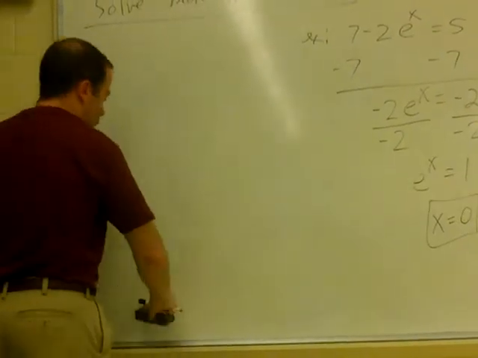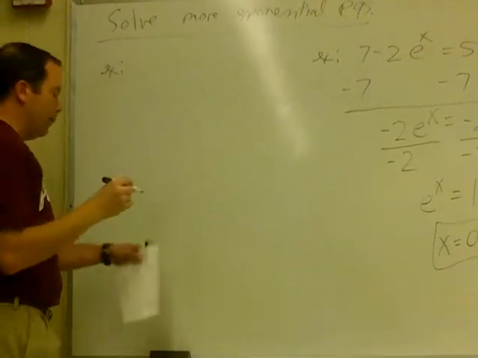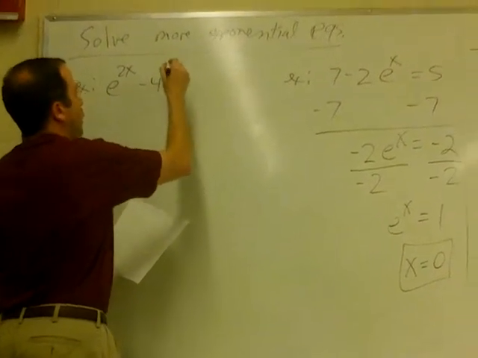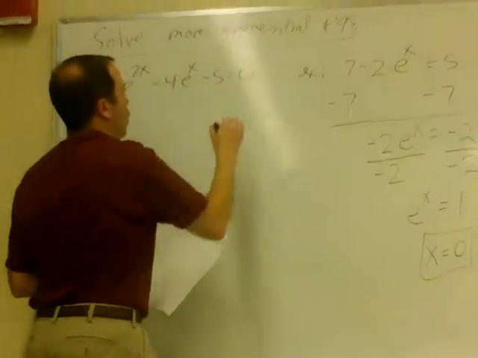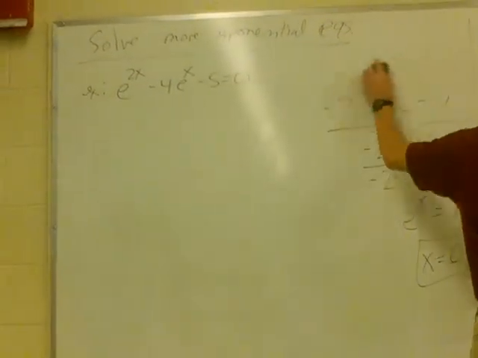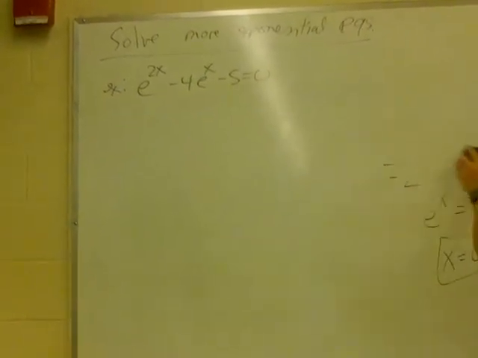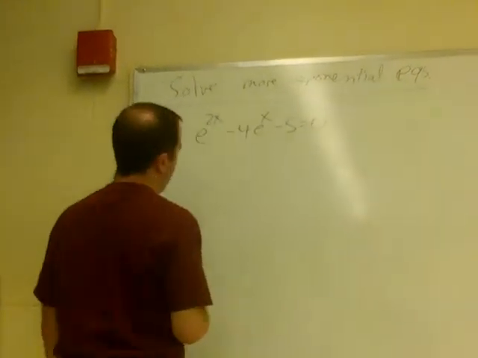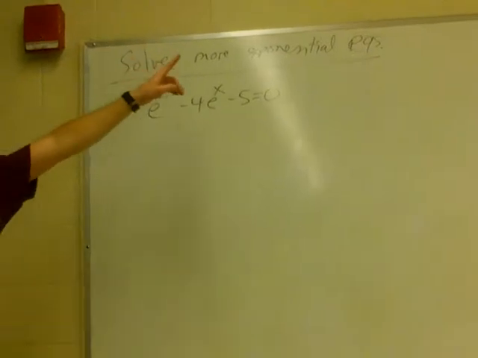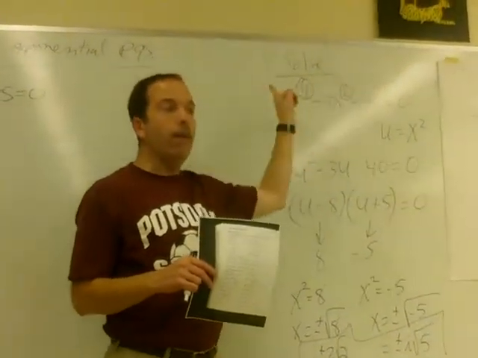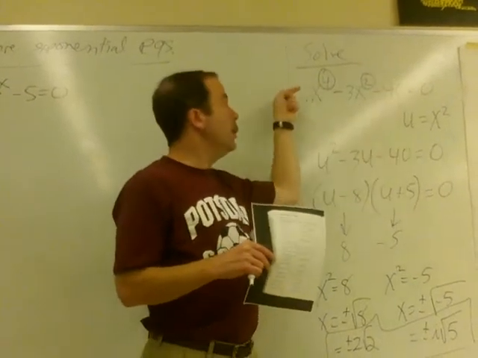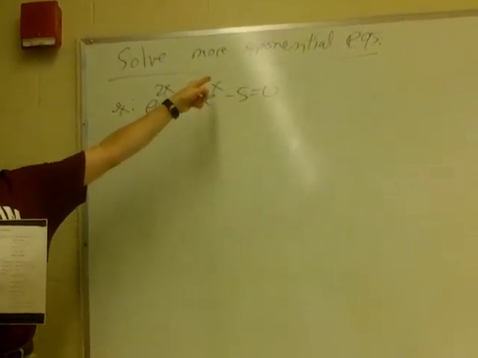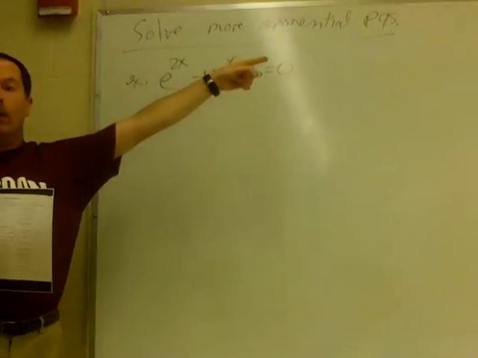Of course, our next problem is still going to involve what we're doing today, which is solving exponentials. We have e to the 2x minus 4e to the x minus 5 equals 0. How is this like the problem that we just did? We notice that the ratio of 2x to 1x is 2 to 1, right? 4 to 2 is the same as 2 to 1. That makes this quadratic-like.